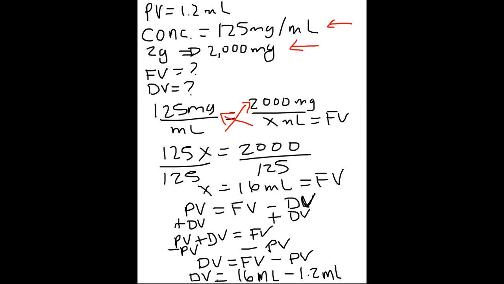So 16 minus 1.2 will give us 14.8 mLs. And that will be the answer of our diluent volume for number 5. And this will conclude my examples for this section. So let's go ahead and move on to our final presentation.